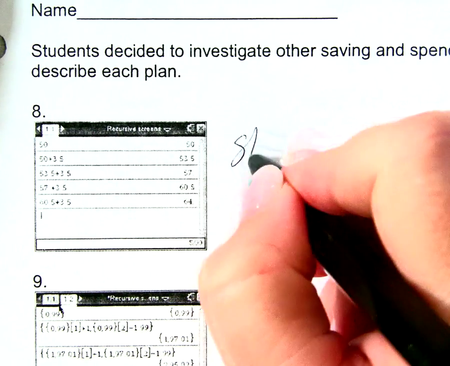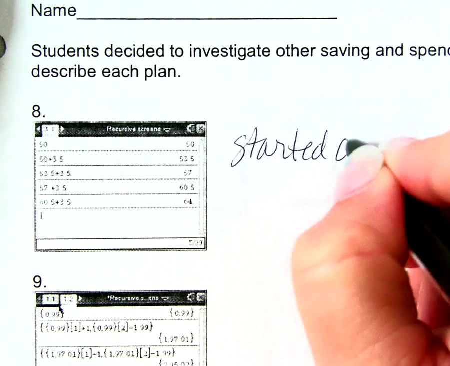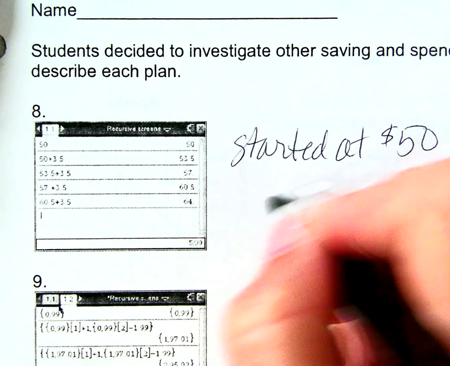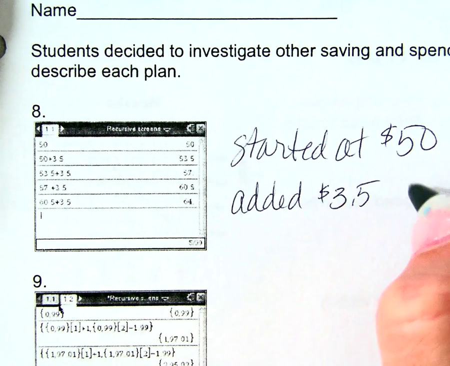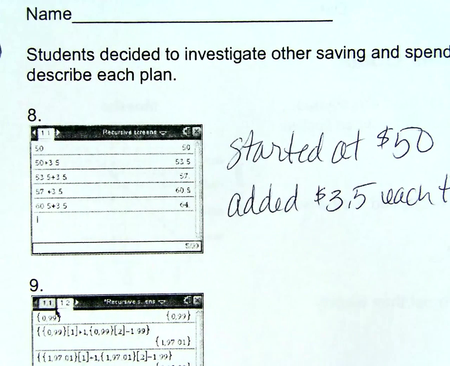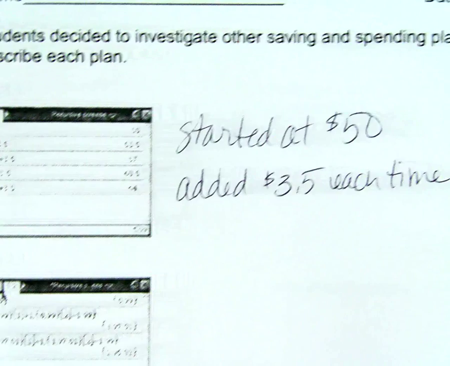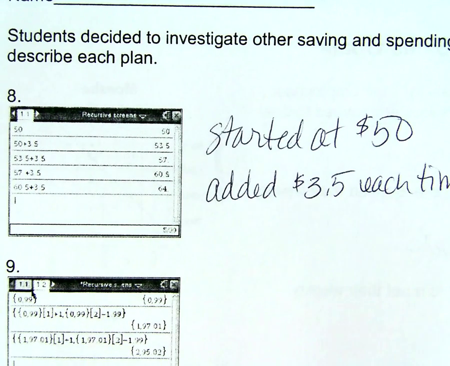Started at 50. Added $3.50 each time. Now we don't really know how much time it is, so that's why I said each time. We don't know if it's a week. It doesn't say that in the instructions or anything like that. Fair enough?